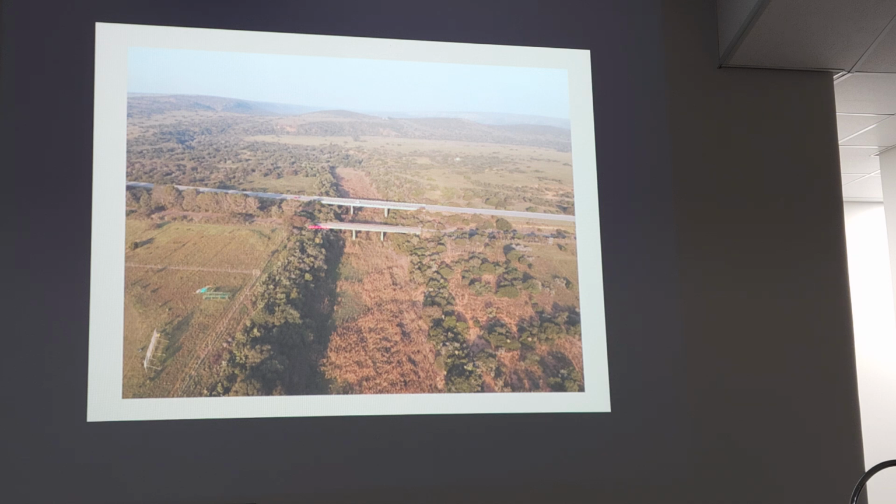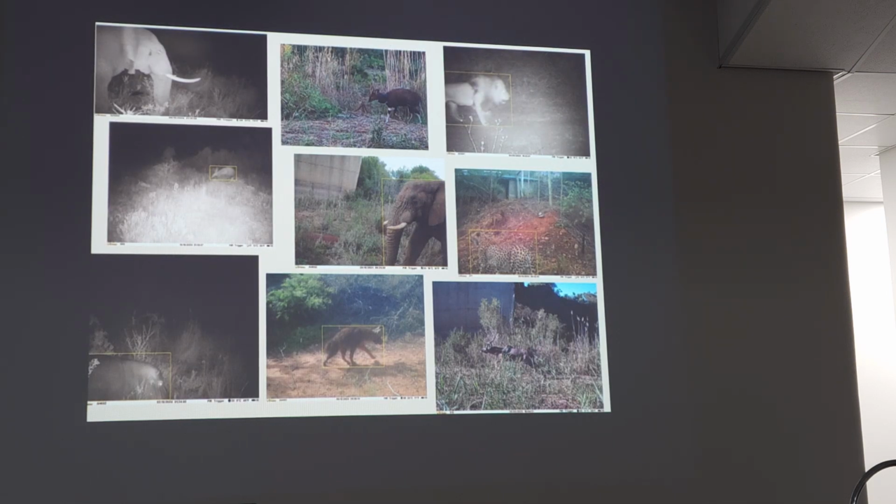So this is the old N2 bridge, dry Bushman's River, hopefully not for long. This is our southern section, our northern section, or northeastern section. And then we kind of created a funnel system with the fences. So this underpass has more than exceeded my expectations.